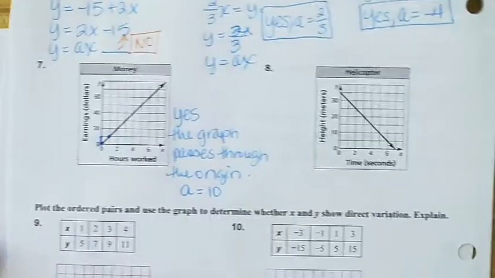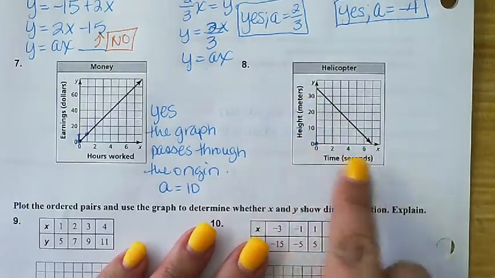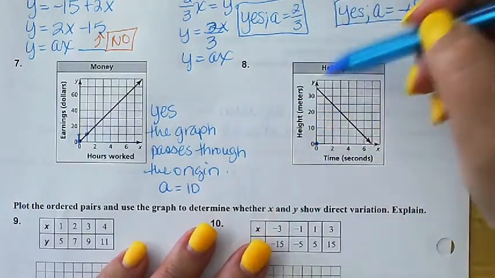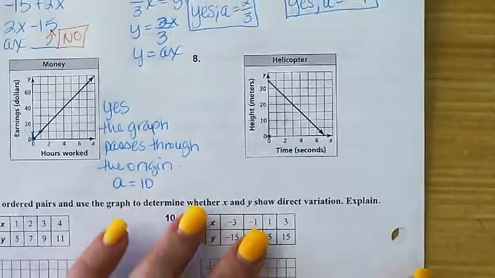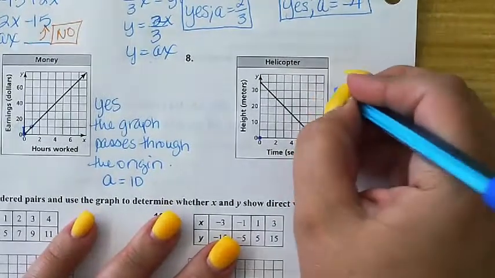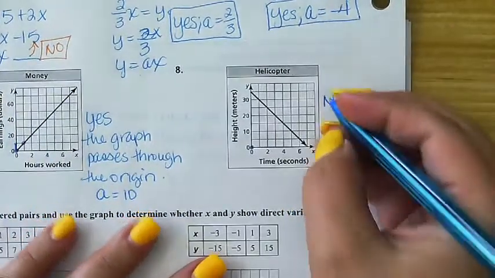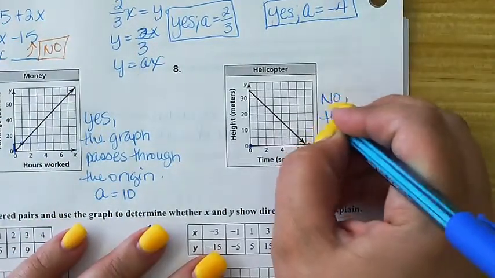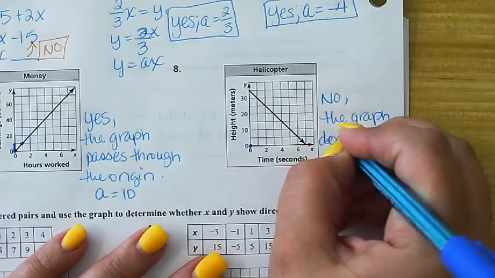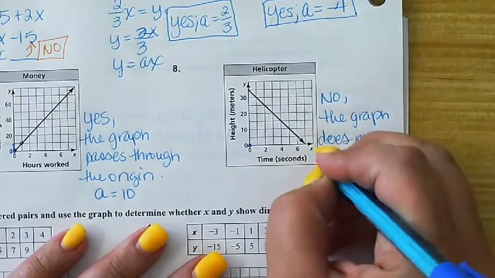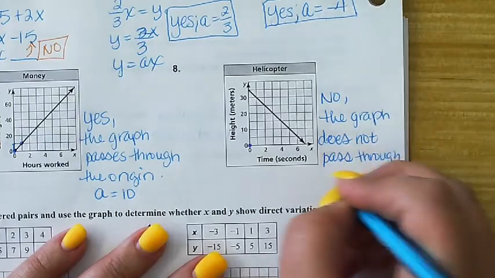Okay. On number 8, here's the origin. Did my graph pass through that origin point? Well, no, right? It looks like the y-intercept's up here. It's coming down. It's nowhere near that origin point. So for number 8, the answer would be no. Okay, the graph does not pass through the origin, so it's not direct variation.